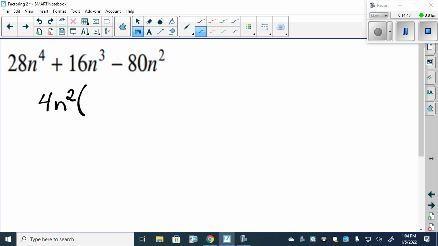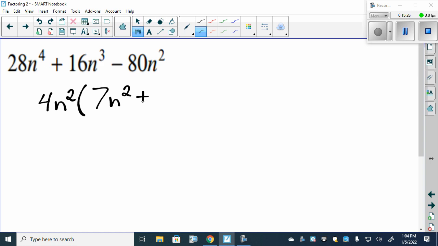Because we can actually factor out variables as well. Since all of them have at least 2 n's, because n to the 4th has 4, n cubed has 3, and n squared has 2, they all have at least 2. We can pull that out as well. So again, when we factor out a greatest common factor, we're dividing each one of the terms by that number. So when we divide 28 by 4, we get 7. N to the 4th divided by n squared, well, we have 4 and we take 2 away, we're left with n squared.